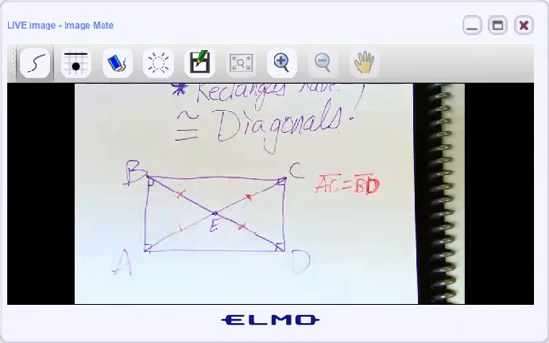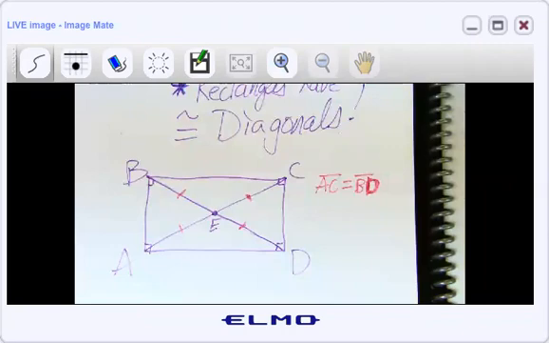And then you could tell me the length of the whole diagonal is 12, which means you could also tell me the length of this diagonal, BD, because they're the same. Wow. So that's kind of the big deal about rectangles. They have congruent diagonals.